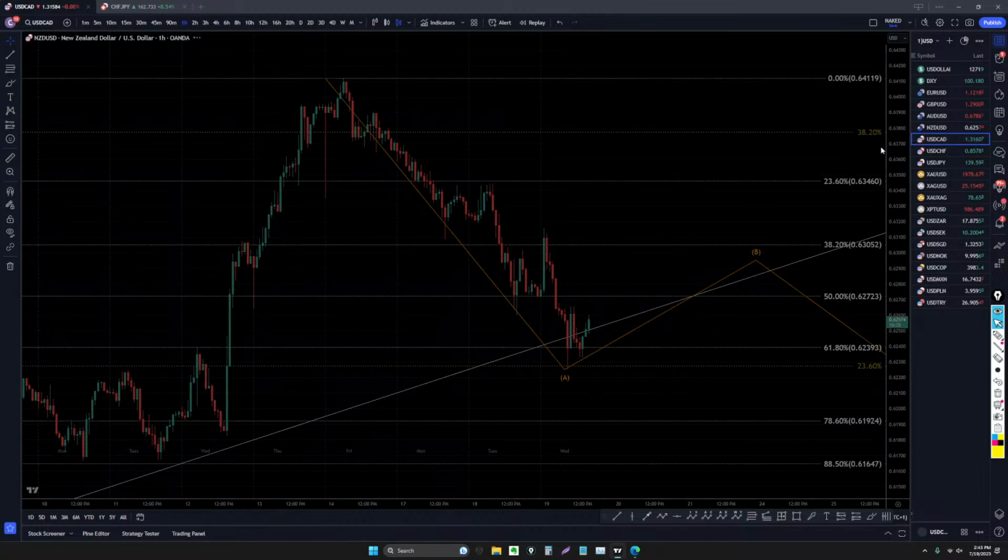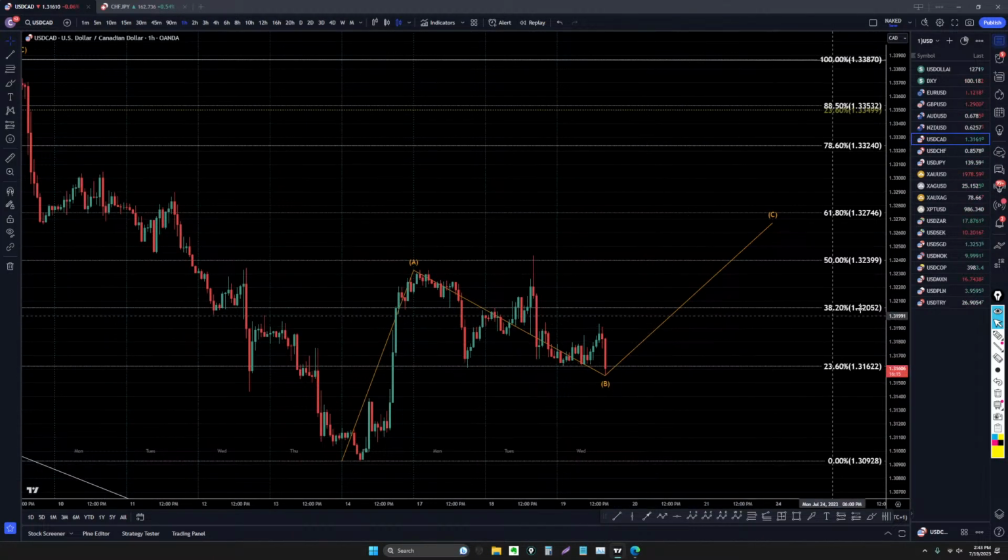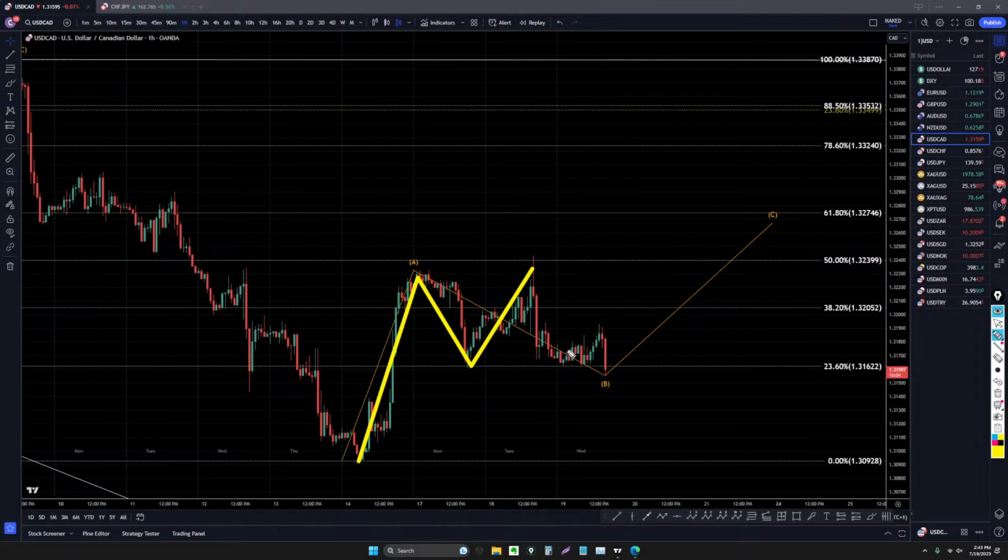So the US dollar Canadian. US dollar Canadian didn't make that move up yet. It still kind of looks to me like it probably will. I could see this going a few different ways. I could see this being an A, B, C, and I could see this just keep on trending down like this, making lower lows, lower highs. That definitely is a possibility because I do see 3 ways up.